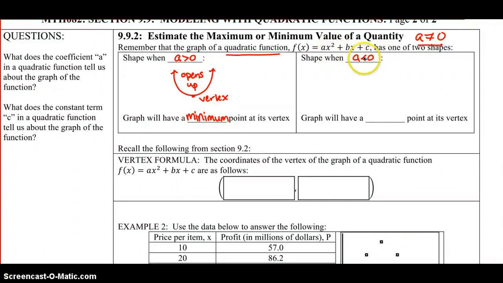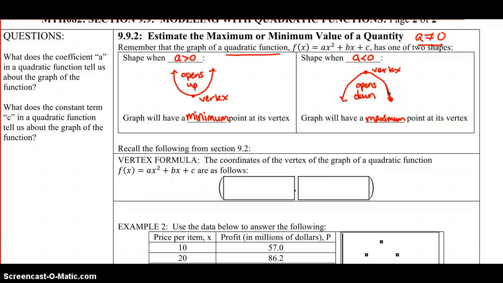But now if the coefficient on x squared is less than 0, if it's negative, then we get a parabola that opens downward. So the open side of the parabola is down, and in this case our vertex is a maximum point. Again, if we were to think about traveling along this path from left to right, we would basically reach the top of the hill, our highest maximum point here at the vertex.